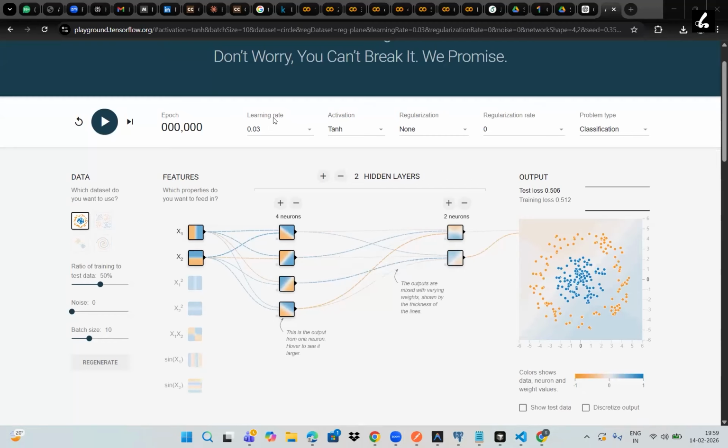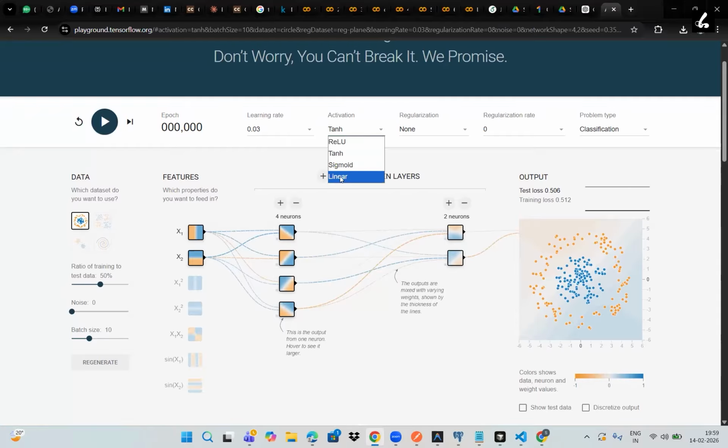Okay, so what do we have? Learning rate, right? The number of epochs, right? Activation functions, as you talked about: tanh, sigmoid, ReLU, and linear, right? And there is the optimizer. Optimizers are just like what? What are optimizers?